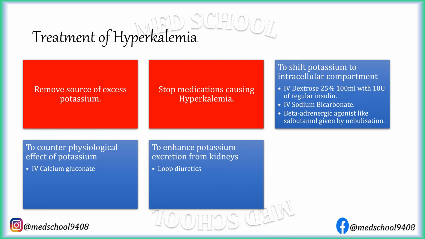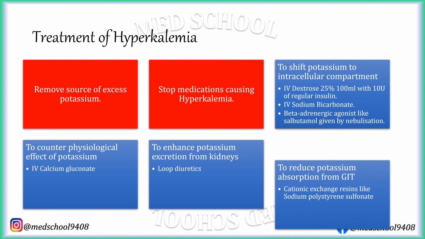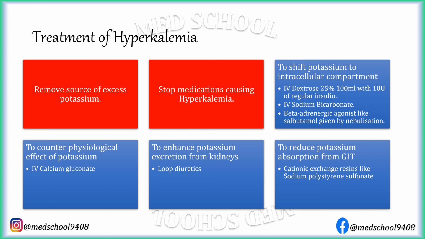Loop diuretics are used to enhance potassium excretion from kidneys and to reduce potassium absorption from gastrointestinal tract. Cationic exchange resins like sodium polystyrene sulfonate are used. If all these modalities do not improve hyperkalemia, then hemodialysis is the only option.